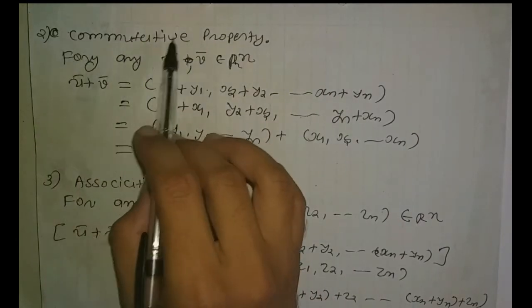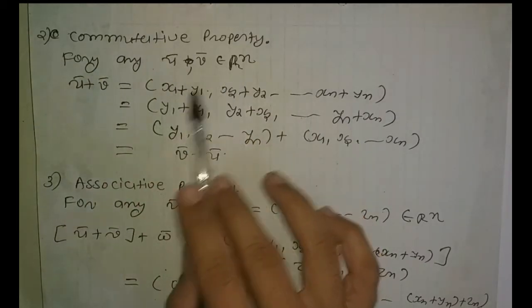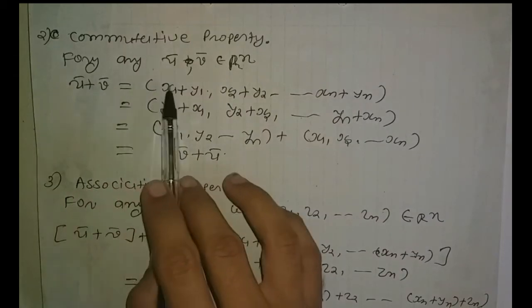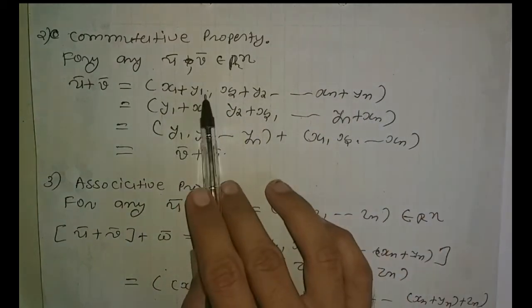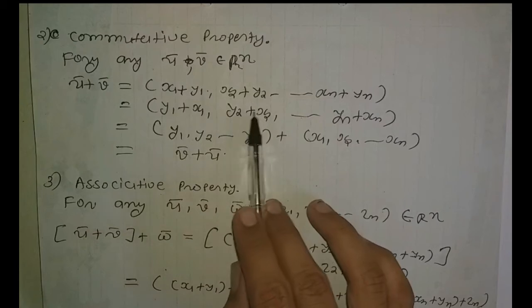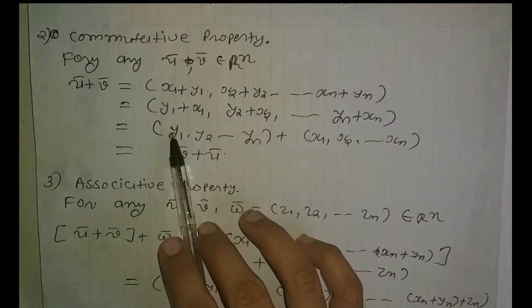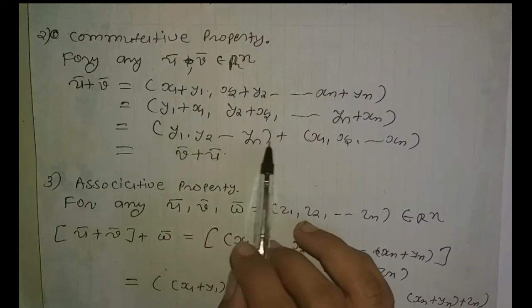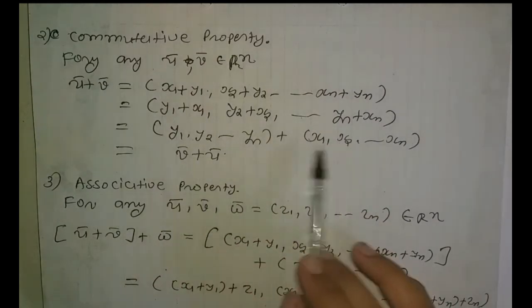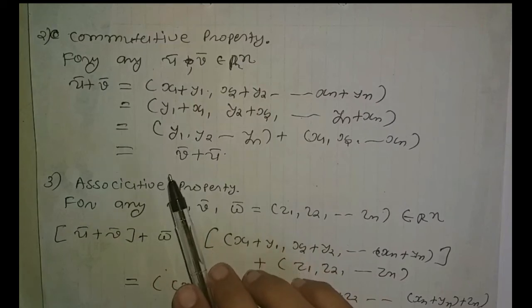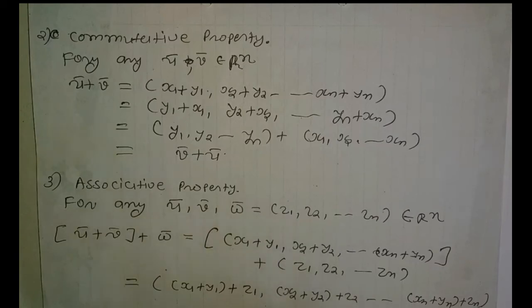Now second is the commutative property. For that, consider two vectors u bar and v bar belonging to Rn. Now u bar plus v bar is equal to the vector x1 plus y1, x2 plus y2, and so on up to xn plus yn. This can be written as y1 plus x1, y2 plus x2, up to yn plus xn. Now again by vector addition, we get the vector y1, y2, yn plus the vector x1, x2, xn. This is equal to v bar plus u bar. So u bar plus v bar is equal to v bar plus u bar. So commutative property is also satisfied.